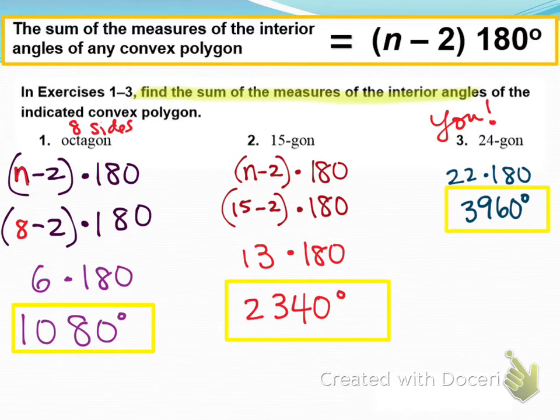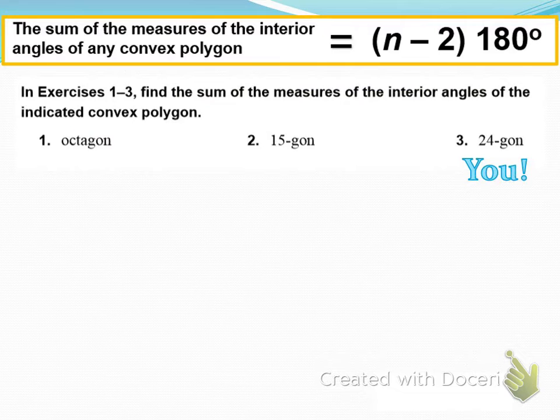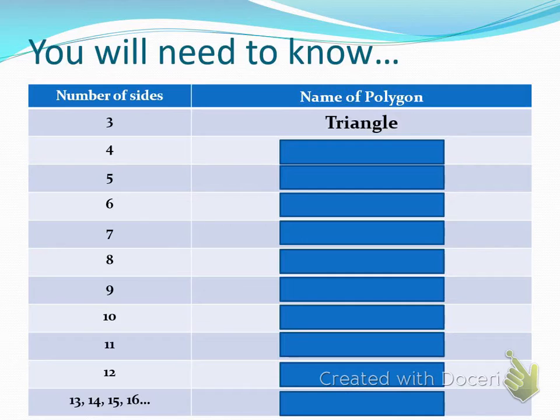You'll be asked to do the opposite, where I give you the degrees, and then you have to tell me what the shape was. In order to do that, you'll have to know the names of the shapes. So if you notice 15-gon, 24-gon, there's a certain point where you can just write the number and gon. They technically have names, but you're not required to know them after 12. So you have this list. The first one, of course, a 3-sided shape is called a triangle.